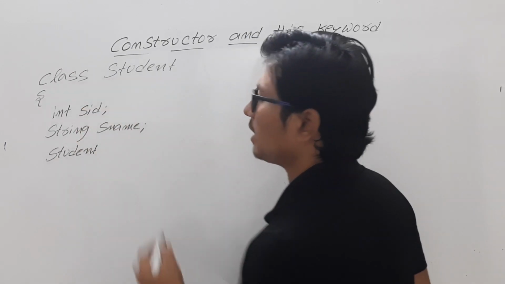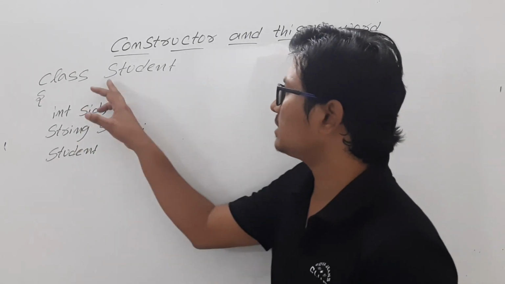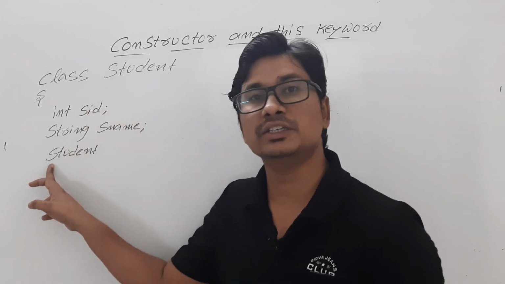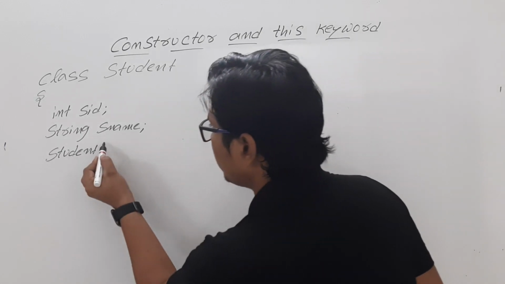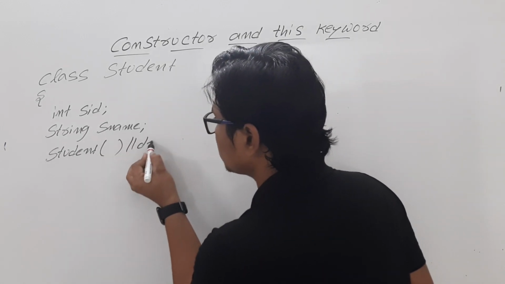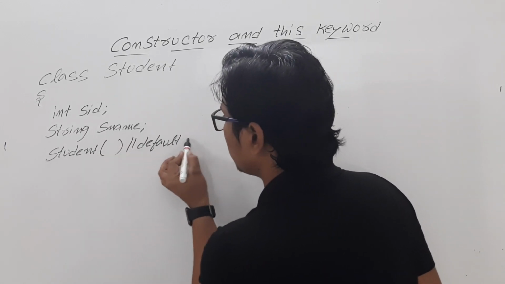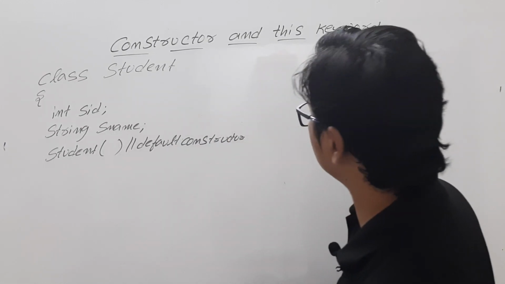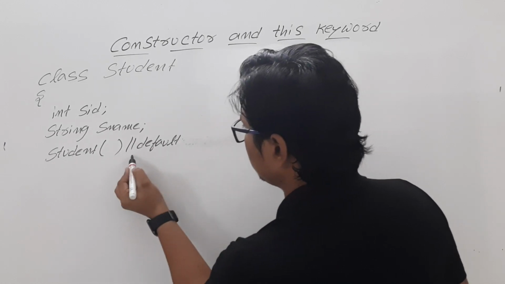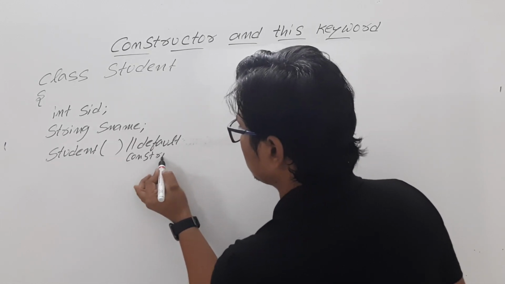The class name I have given is Student, and the S is capital. So here also the constructor should be Student, and the S should be capital. Let me make it a default constructor because you are not passing any parameters right now. It is a default constructor. Let me write it here, default constructor.